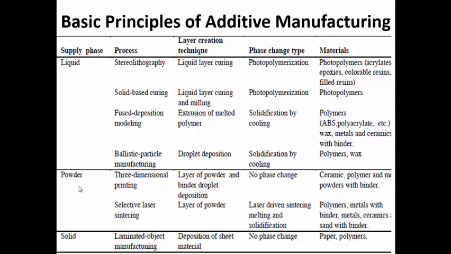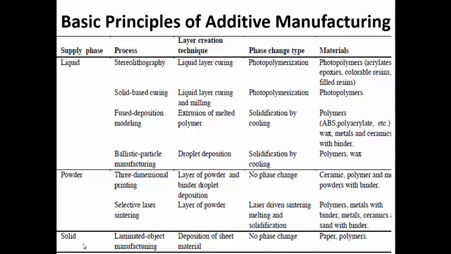Then you have the supply in the form of powder. So you have something called 3D printing. Then you have selective laser sintering. Here the raw materials can be ceramic, polymer, metal powder with binders, or ceramics, sand with binder. So all these methods are possible.